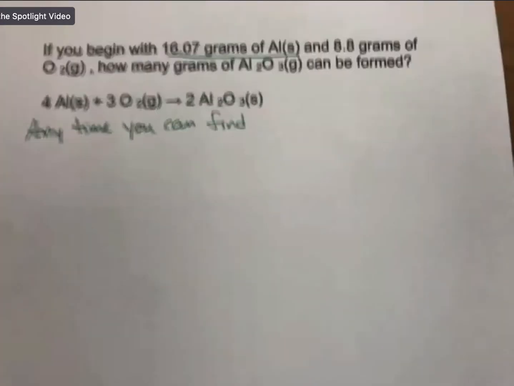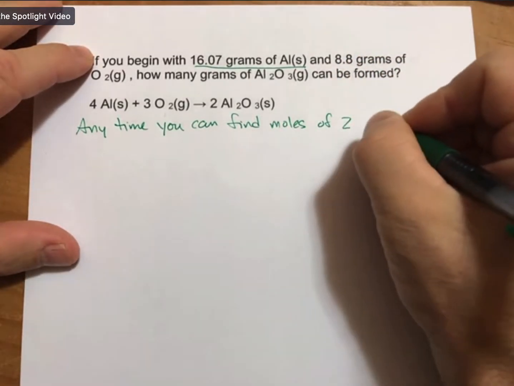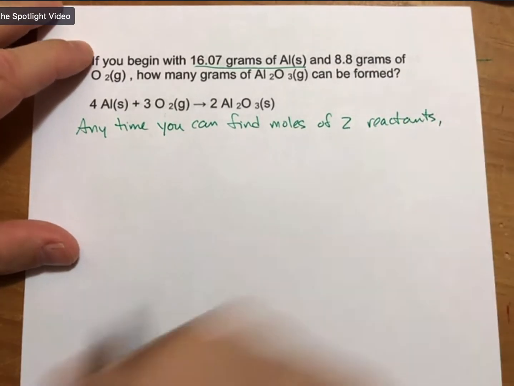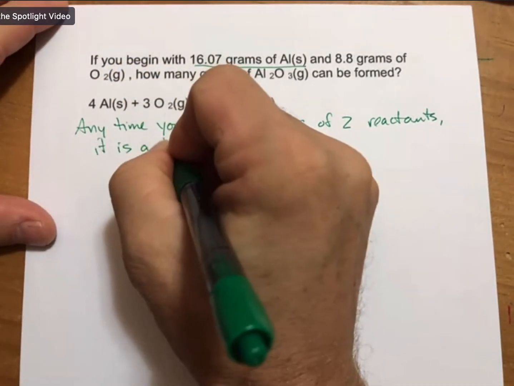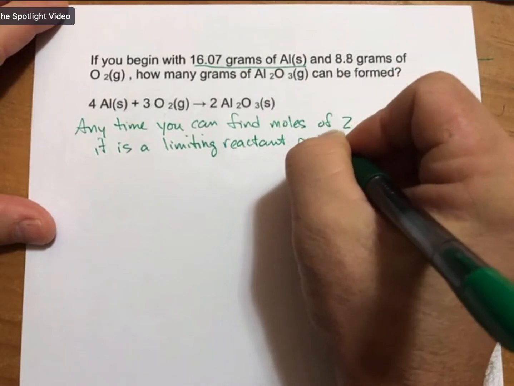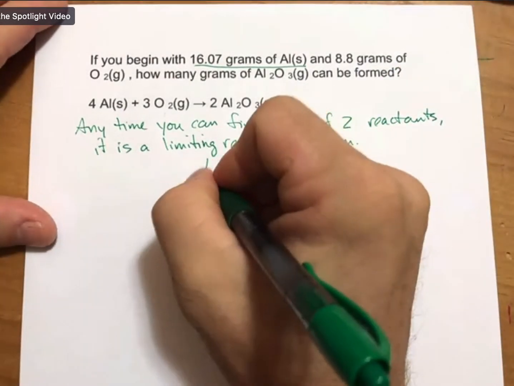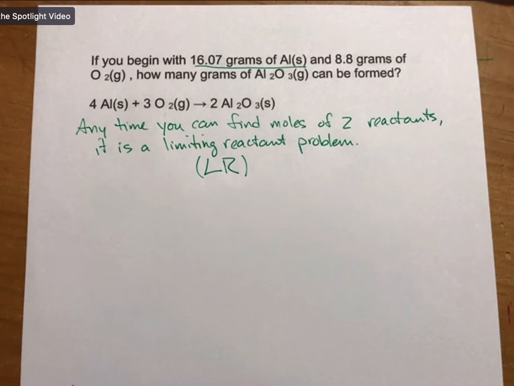Let's see if I can zoom out a little here. There we go. It is a limiting reactant problem. And my abbreviation for limiting reactant is capital L, capital R. And for limiting reactant problems, you have to find the amount of product for both reactants and then choose the smaller one. Let me take you through that process.